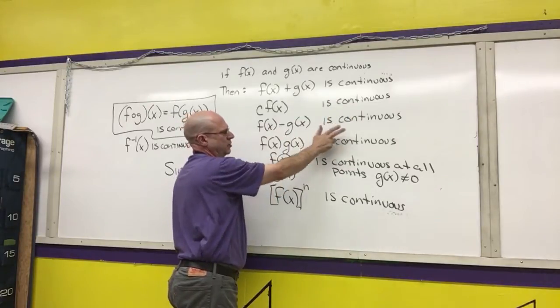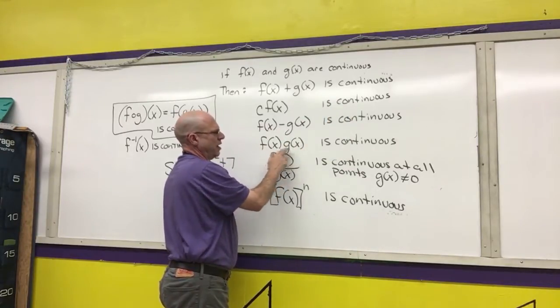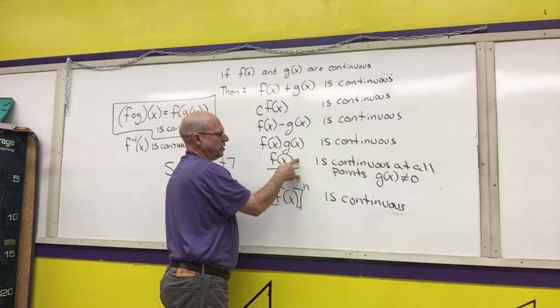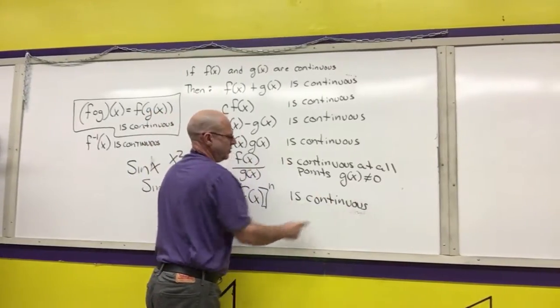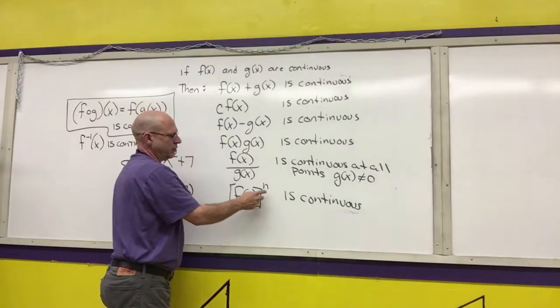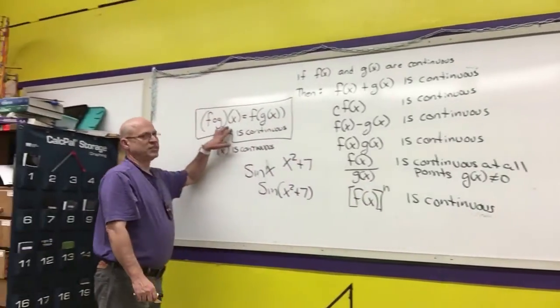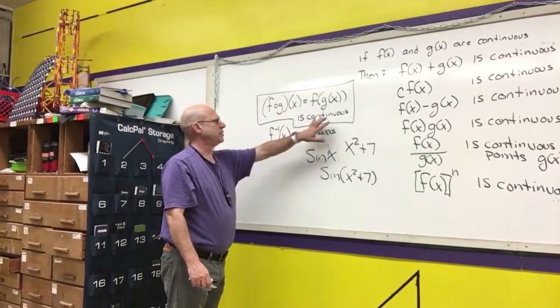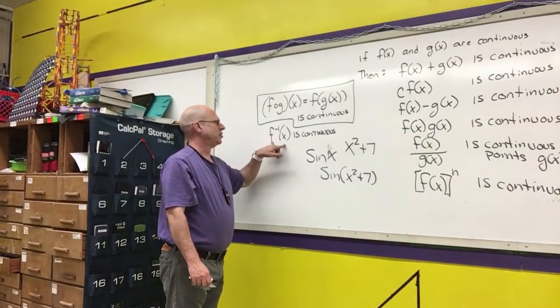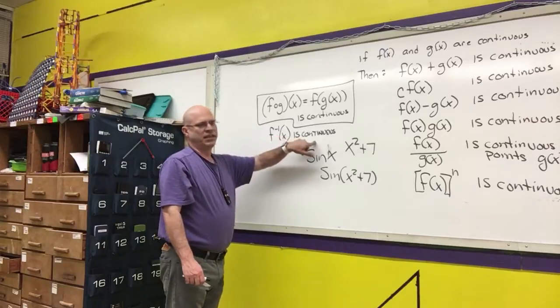The difference of continuous functions is continuous. The product is continuous. The quotient is continuous at all points where the denominator is not 0. A continuous function raised to a power is continuous. A composition of two continuous functions is continuous. And the inverse of a function is continuous where that function has an inverse.